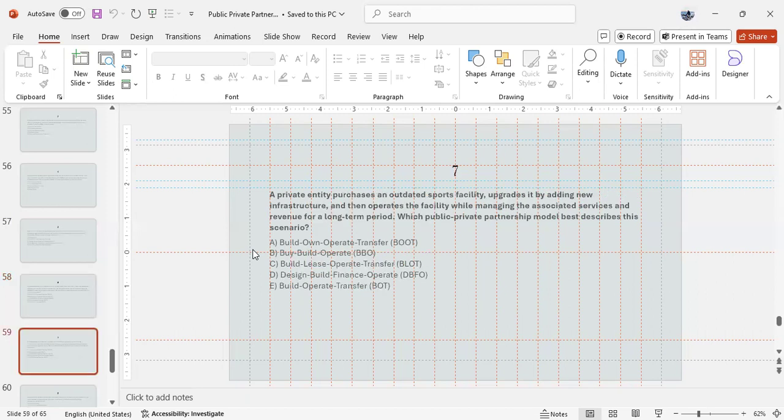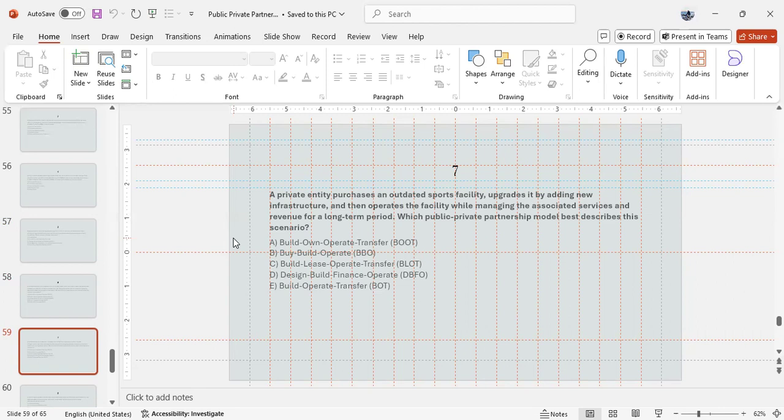A private entity purchases an outdated sports facility, upgrades it by adding new infrastructure, and then operates the facility while managing the associated services and revenue for a long-term period. Which public-private partnership model best describes this scenario? A. Build, own, operate, transfer. B. Buy, build, operate. C. Build, lease, operate, transfer. D. Design, build, finance, operate. E. Build, operate, transfer. The correct answer is B.